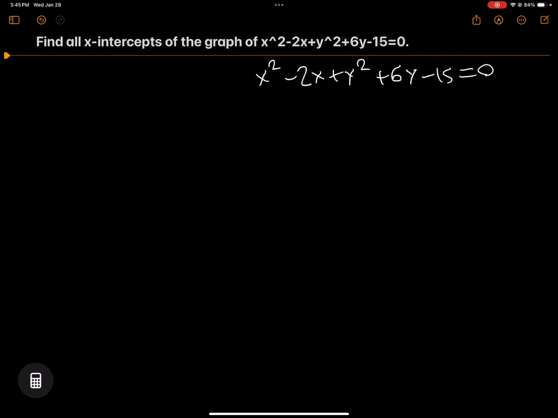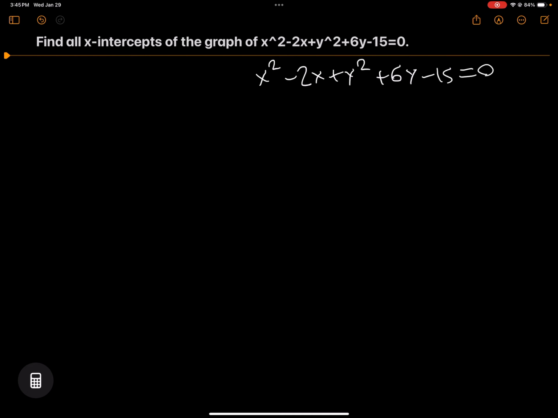In this video, we're going to be discussing how to solve this question in Algebra 1 about quadratic equations and circle graphs. The problem statement says, find all x-intercepts of the graph of x squared minus 2x plus y squared plus 6y minus 15 equals 0.